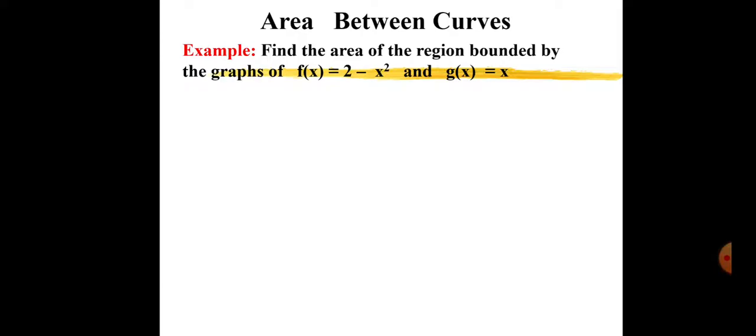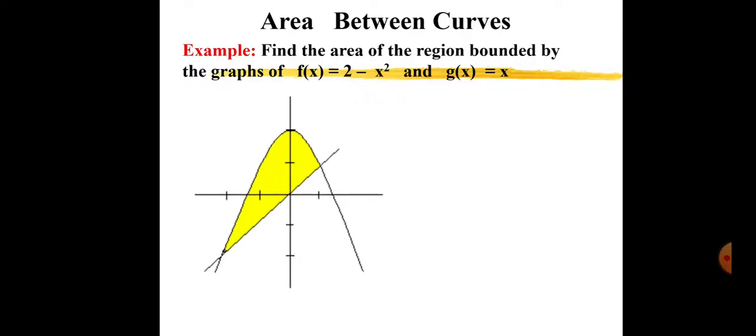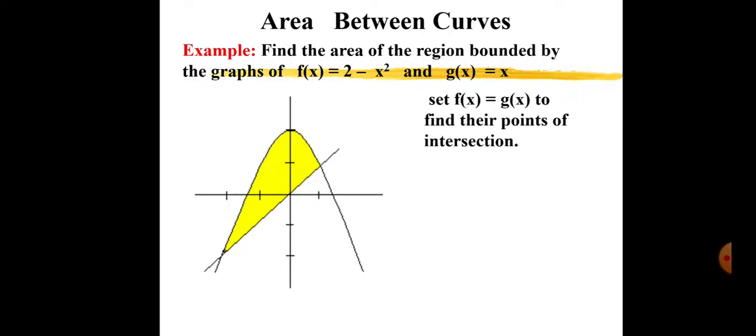Another example, find the area of the region bounded by the graphs y, f of x equals 2 minus x squared and g of x equals x. This curve is 2 minus x squared. And here we have g of x equals x. This is the line g of x equals x.